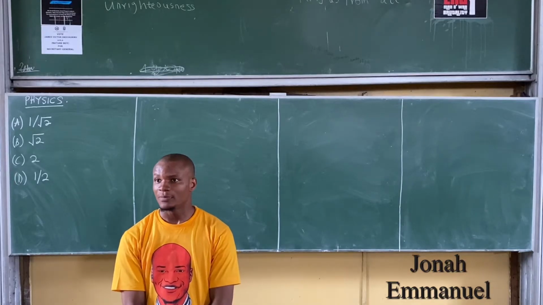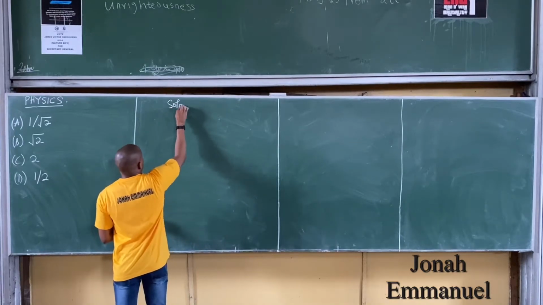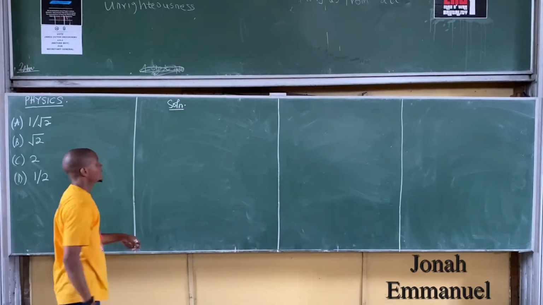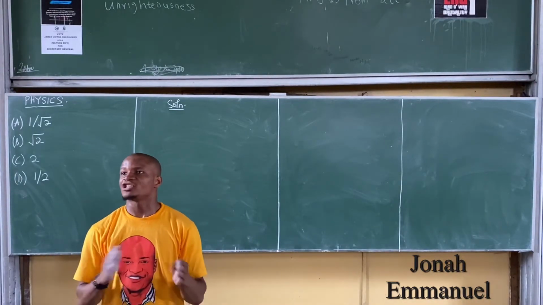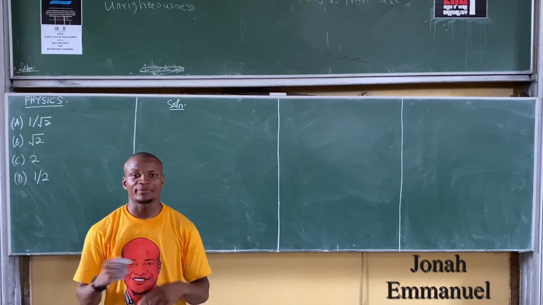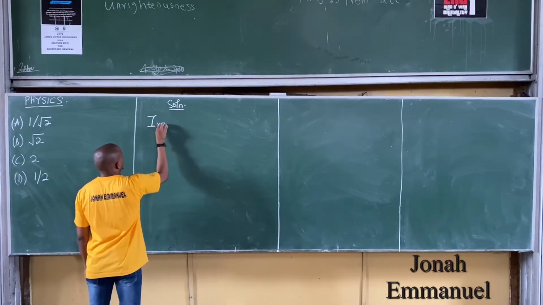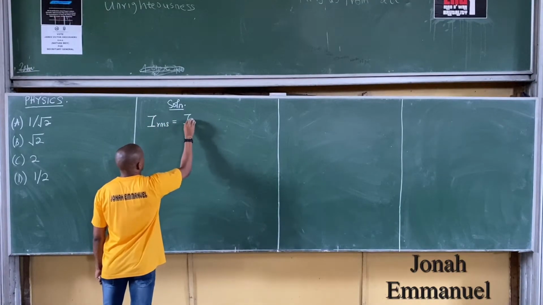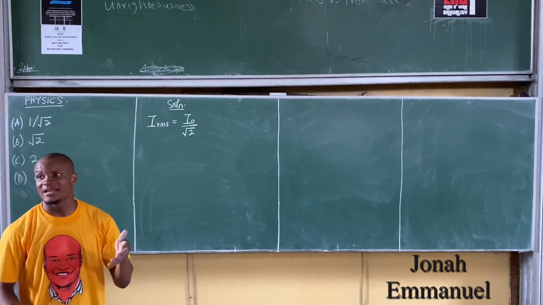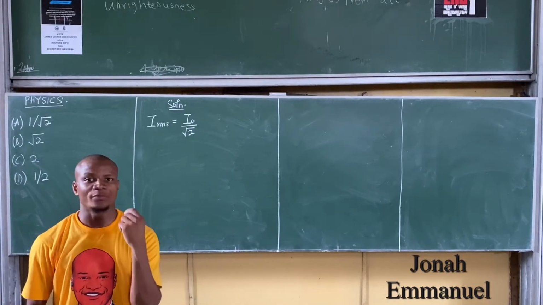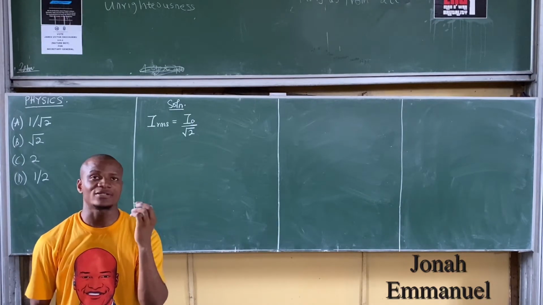Now look at this. Solution. Let's get it done. Question: what's the relationship between RMS and peak? Of course, we said I RMS is equal to I naught over root 2. Now, ratio of RMS to peak. What does it mean? When we say ratio, we mean division. So the ratio of I RMS to I naught.